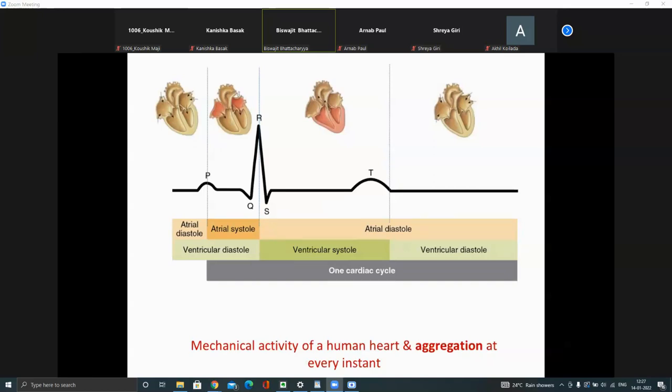The upper part of the heart shows how the blood is going in and getting circulated. The middle one is the ECG wave, and the lower description shows when the diastole and systole occur in the atrium and in the ventricle. So ultimately, this is one cardiac cycle shown. So the mechanical activity of the human heart and the electrical activity of the heart are now correlated. Clear?